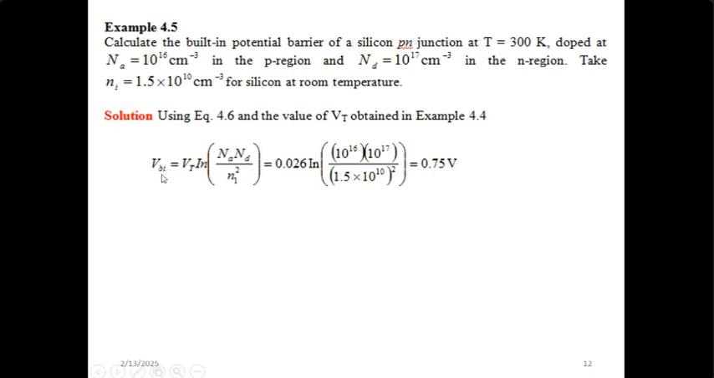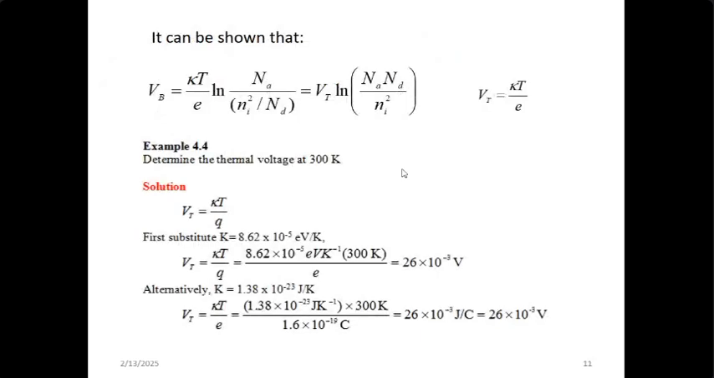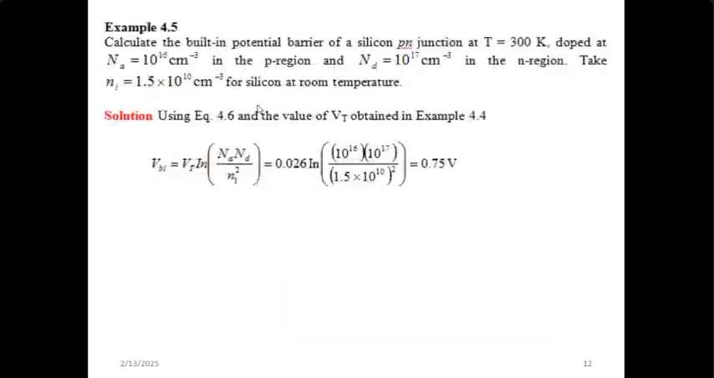0.75 volts. So we are saying the barrier potential for a PN junction made from silicon will be 0.75 volts. So we have illustrated how you use this equation, which was obtained as illustrated in the notes which I gave you.